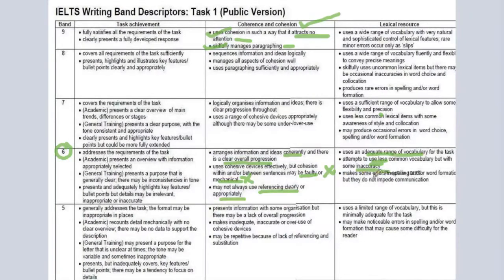Then comes makes some errors in spelling. Spellings are very important, and or word formation, but they do not impede communication. So it's like you're making spelling mistakes, but they're not that bad that the reader cannot understand it. It's decent. That's what they're saying. And Bhagwant has asked something about general training, whether 4 paragraphs are a must. Yes, Bhagwant, in general training and academic, in any essay, 4 are a must.